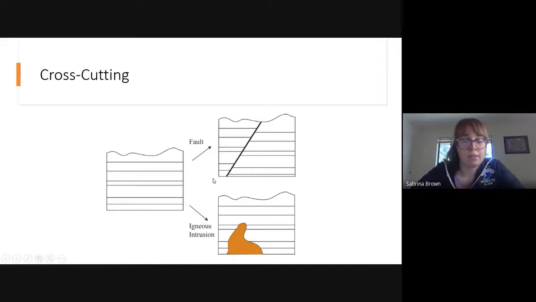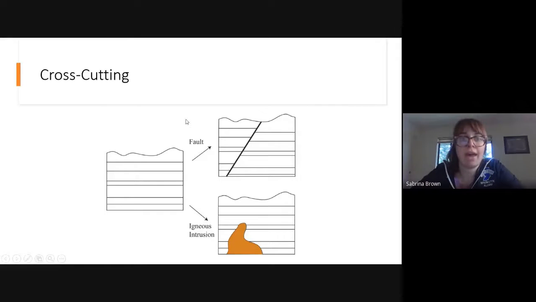The second example of a cross-cutting relationship would be an igneous intrusion, right? An intrusive igneous rock, a magma chamber situation. Again, we have our originally horizontally deposited layers, and then this magma intrudes up into those layers, so it cuts across them. What the principle of cross-cutting states is that anything that cross-cuts the fabric is younger than the rocks that it cuts through.